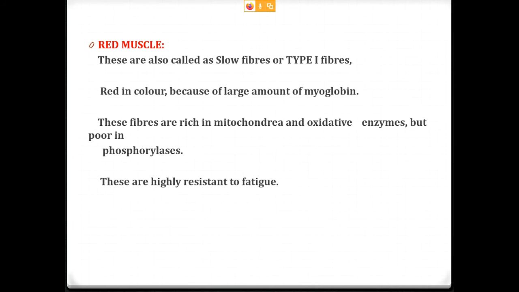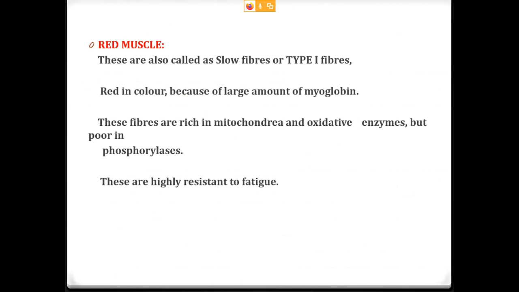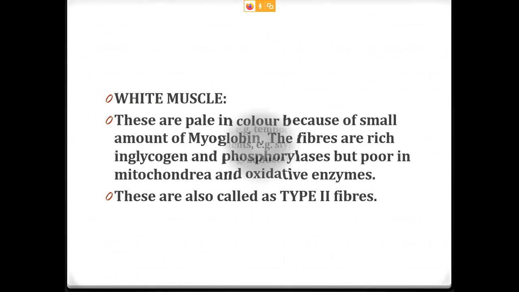These are also called slow fibers or type 1 fibers. They are red in color because of the large amount of myoglobin protein. These fibers are rich in mitochondria and oxidative enzymes, but poor in phosphorylase enzymes. They are highly resistant to fatigue. Then coming to the white muscles, these are pale in color because of the small amount of myoglobin. The fibers are rich in glycogen and phosphorylases but poor in mitochondria and oxidative enzymes. These are also called type 2 muscle fibers, whereas red muscles are called type 1 muscle fibers and white muscles are called type 2 muscle fibers.